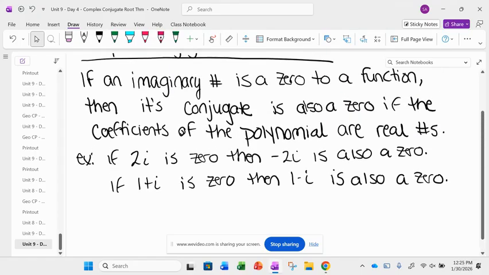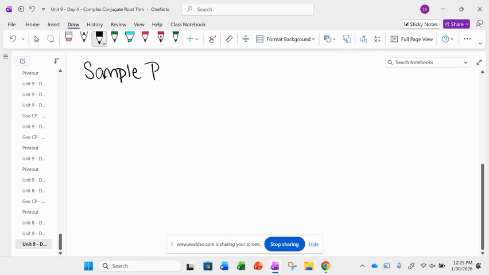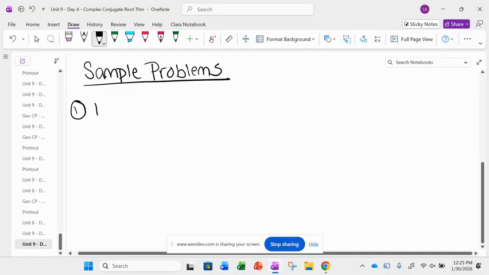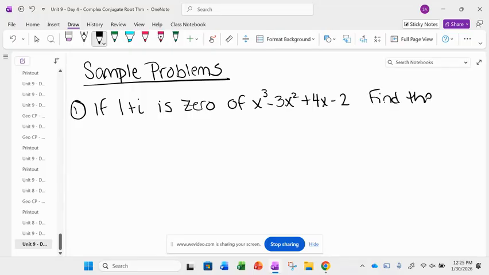All right, let's do a sample problem. So the first one, it's saying if 1 plus i is a zero of x to the third minus 3x squared plus 4x minus 2, find the remaining two roots. I'm going to show you two different ways we could do this.